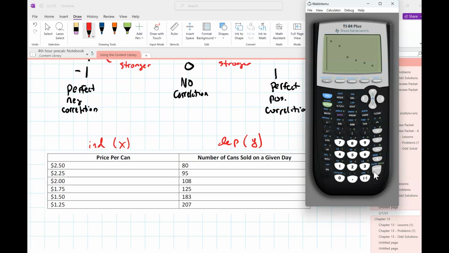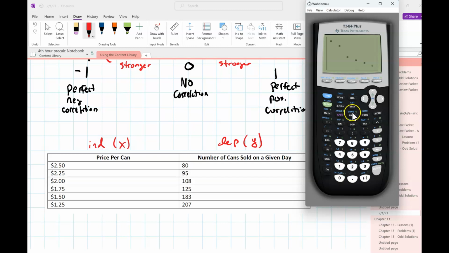Your picture should be exactly the same as mine, assuming you typed in all the points the same as mine, and you followed the same steps that we just did. You should get the exact same picture. If we look at this, how's the correlation look? So negative, right? And then strong or weak? Strong. That looks pretty linear to me. Everybody agree?